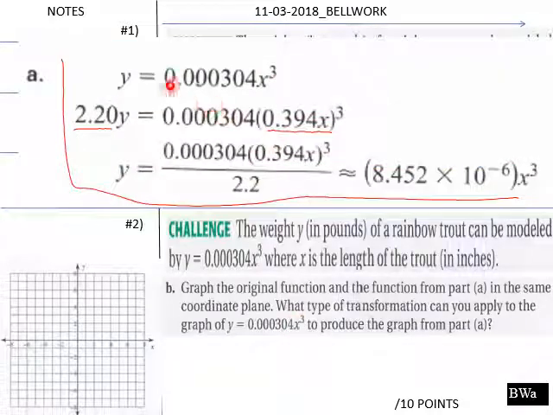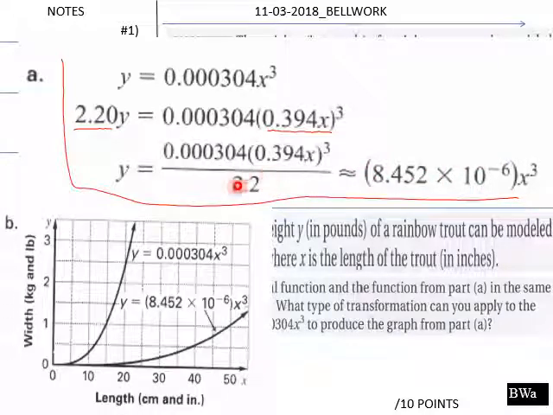Okay, the solutions. Here is the solution here. For the first part of our bell work here, we 2.20y, and then we divide through by 2.2, and we get this number here, x cubed. This would be the first graph here, and then our shifted graph would be here, 8.452 times 10 to the negative 6x cubed. You'd have to do this on your graphing calculator. Would be a little tip.